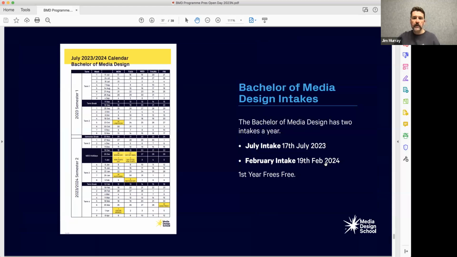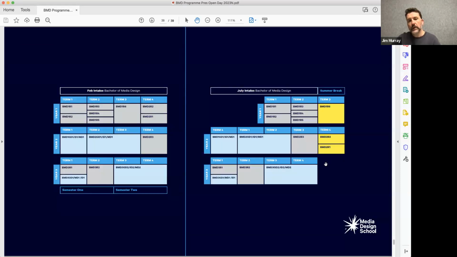The Bachelor of Media Design next intake is in July, 17th of July. And then the one after that will be in February. Our July intake is slightly different to a normal intake in that our students take components over the break. So I'll just very quickly explain how that works.